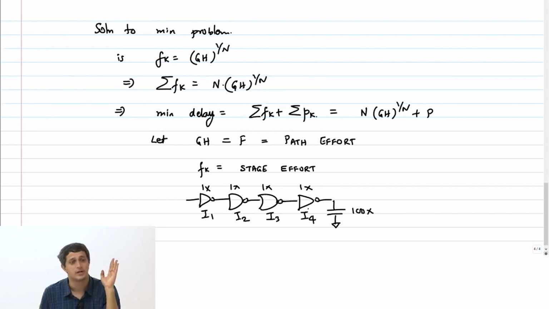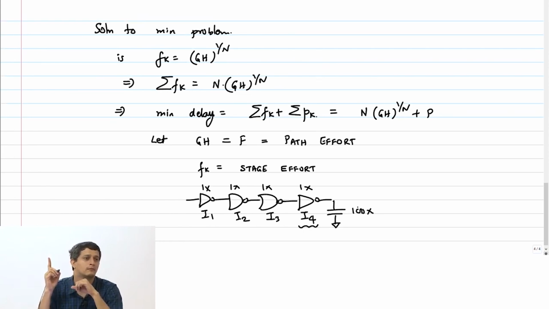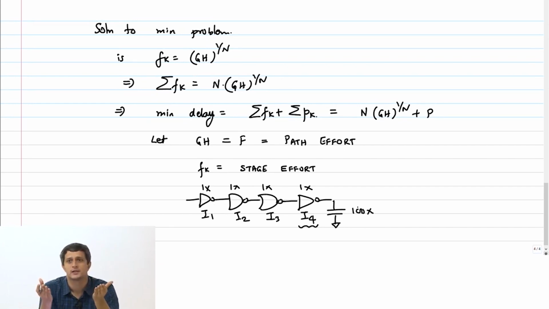The only problem is if I do this, then the last gate I4 has to do all the work to charge that load capacitance eventually. That single inverter I4 is now driving a huge capacitance, 100x capacitance, and because it is unit sized, the resistance is extremely high and therefore the delay is very large.